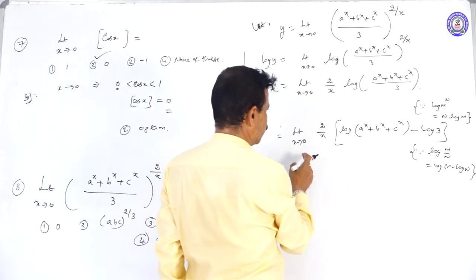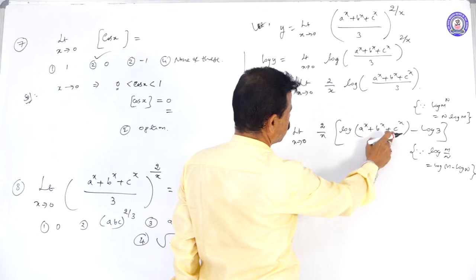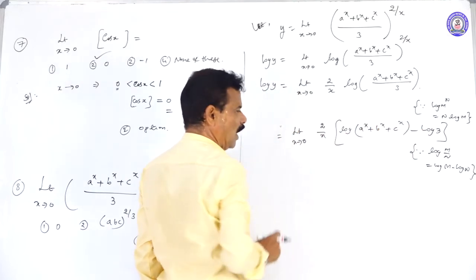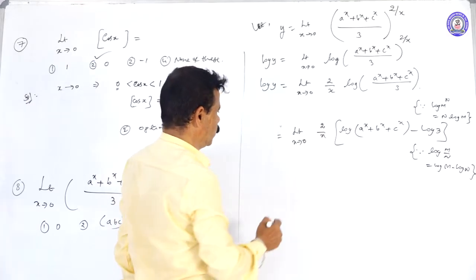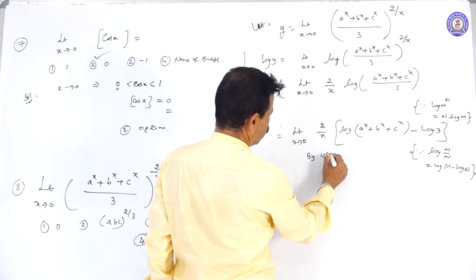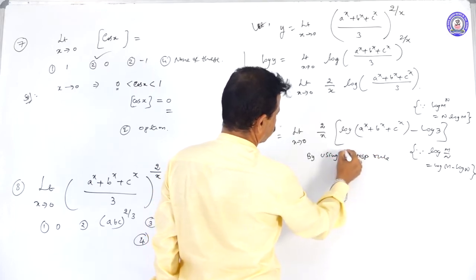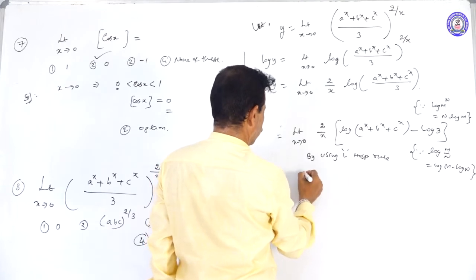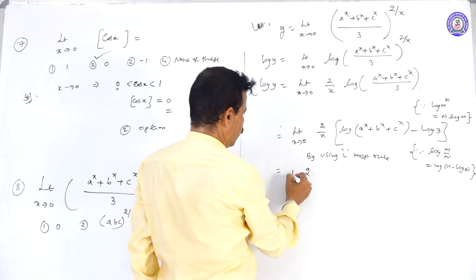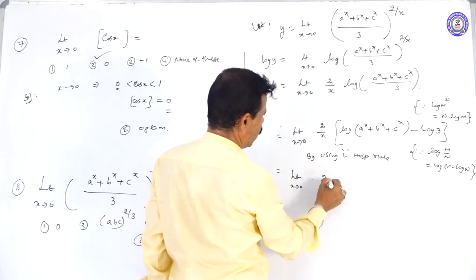After that we check the limit as x tends to 0: this is 1, this is 1, this is 1, log 3 minus log 3 is 0. The above value is 0, and the below value x is also 0. That's why we use the L'Hospital rule. By using the L'Hospital rule, the 2 is a constant here, so limit x tends to 0, as it is, 2 constant.